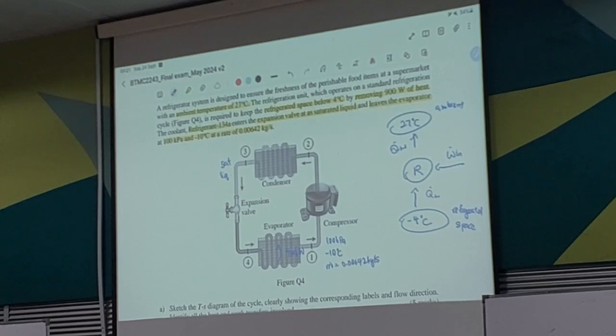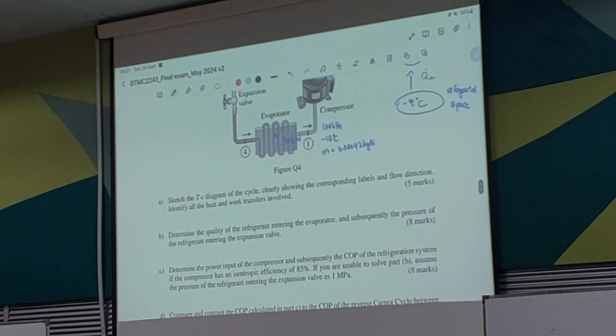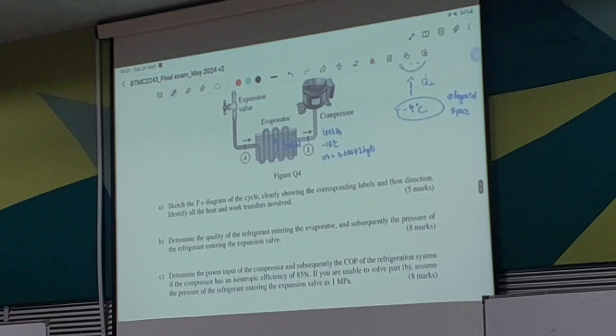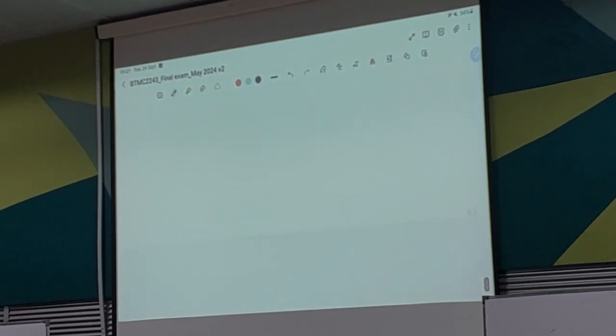But of course, if we zoom in and we only look at the refrigeration cycle, then these two temperatures are not useful at this point. Okay, so we look at the question now. So A, sketch the TS diagram. Like I say, I always draw first before I solve. So maybe a new page. Question 4. So we draw a TS diagram.